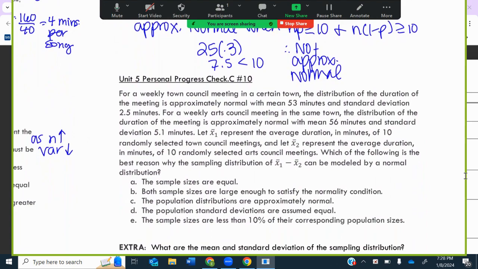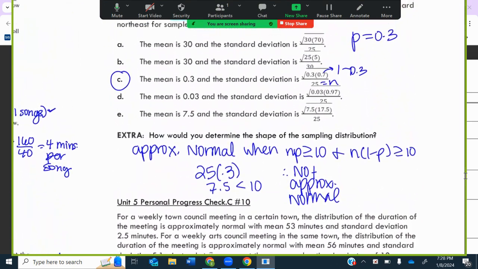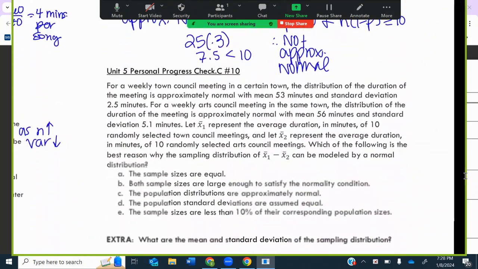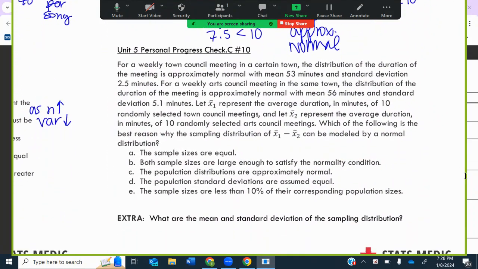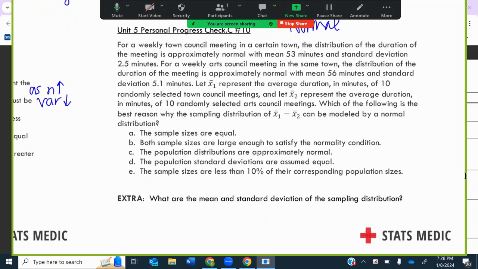Okay, last one, Unit 5, Personal Progress Check C, number 10. So here we have a lot of information. I like to sometimes skip all the words and read the last sentence just to see if I can answer it without getting bogged down with everything else. So this is, which of the following is the best reason why the sampling distribution can be modeled by a normal distribution? So here we're looking at x bar 1 minus x bar 2.